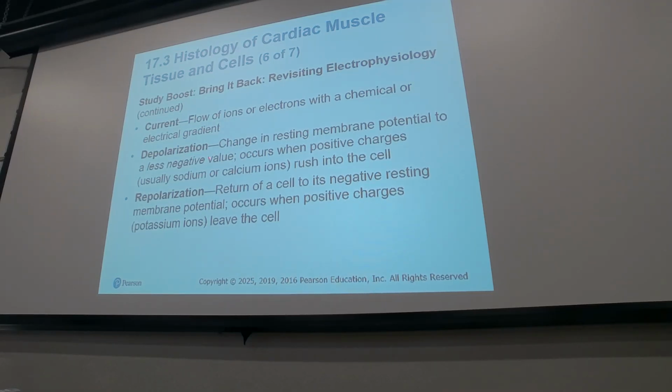And then depolarization, the change in the resting membrane potential from minus 60 to minus 50, etc. So less negative. That leads to a threshold. To reach that threshold, and then you have an action potential.